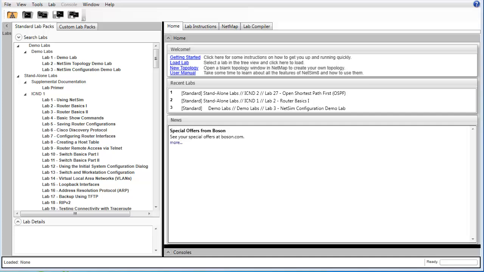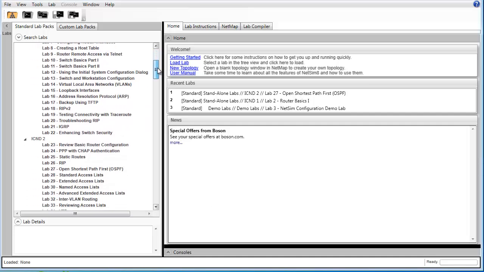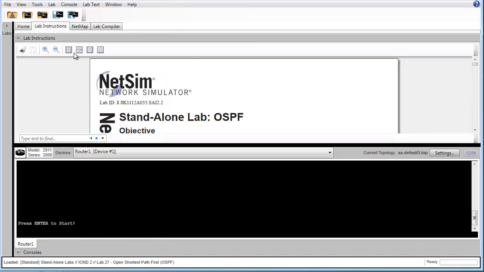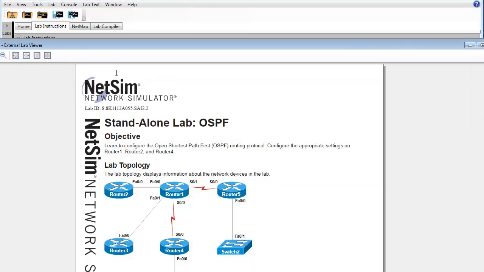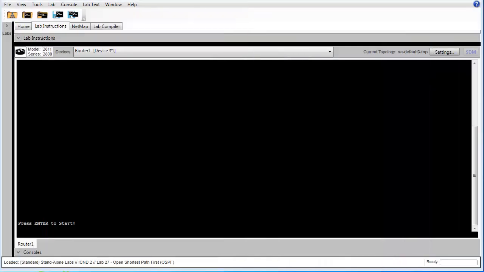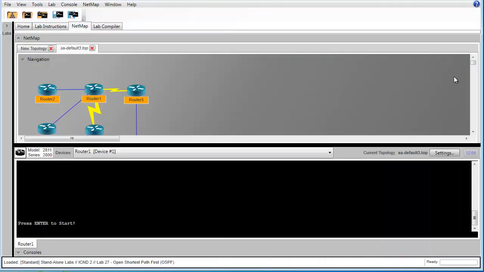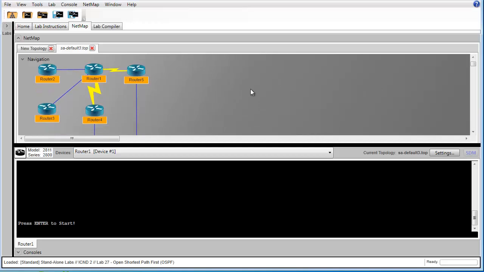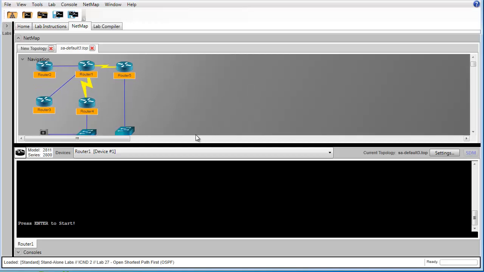I'm going to give you a video walkthrough of Standalone Lab 27 OSPF in Boson NetSim 8. I'll begin by double-clicking on the lab title from the Standard Labs tree, and after NetSim finishes loading the lab, I'm going to launch the external lab document viewer and drag it over to my other monitor, just so that I have more real estate for the topology diagram and the command line interface.